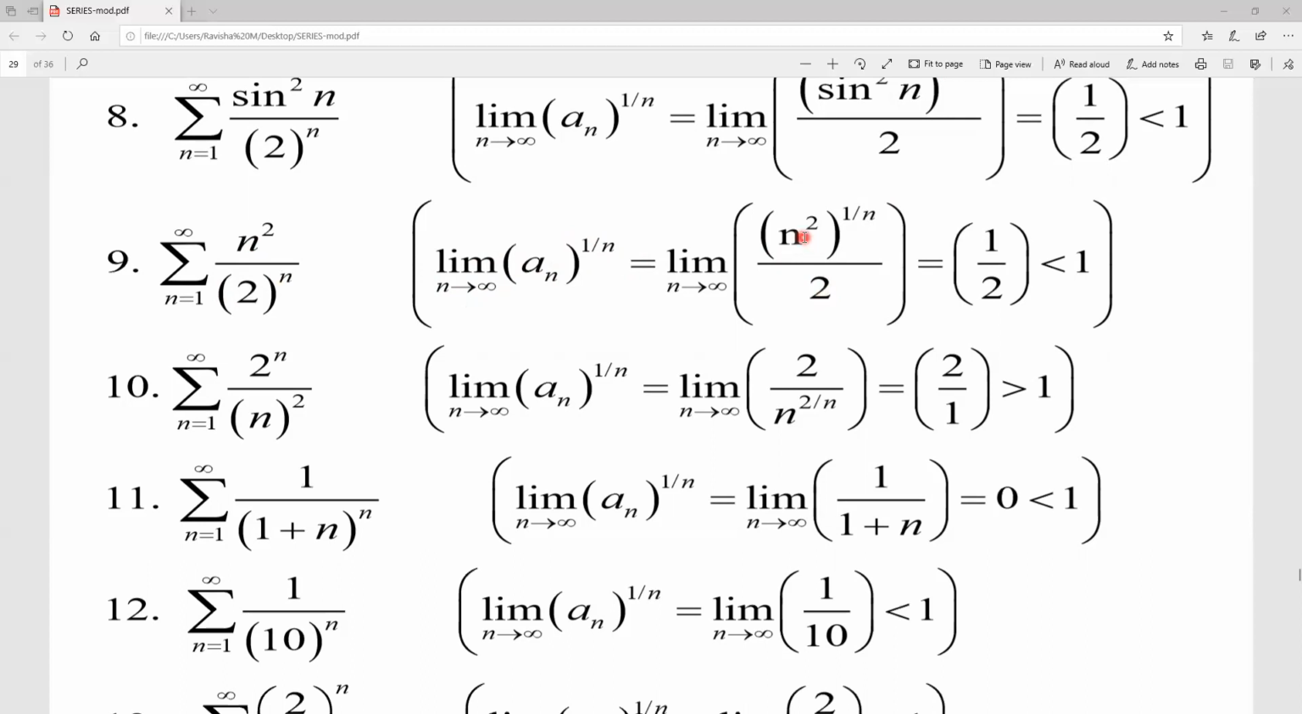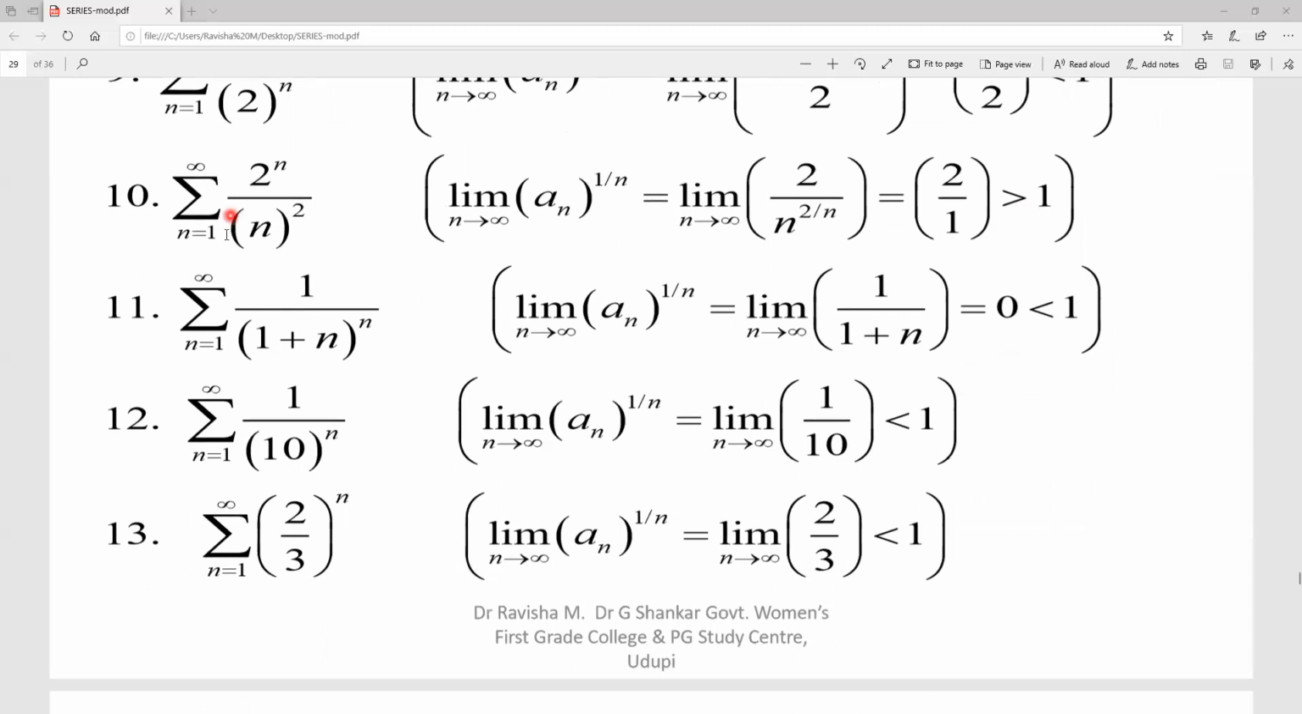So as n tends to infinity, this goes to 1 by 2. So 1 by 2 is the limit of this term, and 1 by 2 is less than 1. Therefore, by using the root test, this series is convergent.